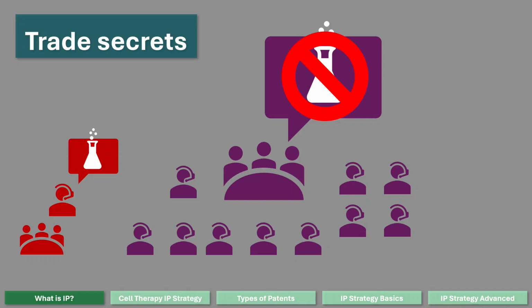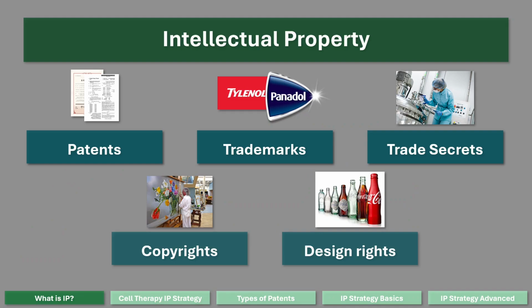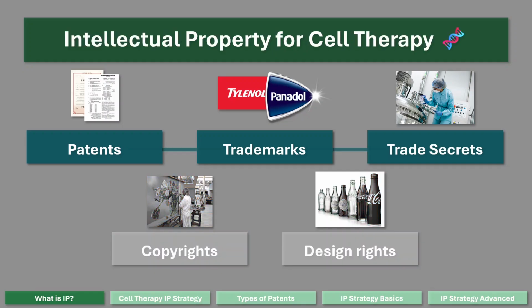When implementing an IP strategy, a biotech will consider the benefits and costs between patenting a trade secret versus maintaining the confidential information within the company. To summarize, intellectual property refers to intangible assets like patents, trademarks, trade secrets, copyrights, and design rights. For cell therapy biotech companies, patents, trademarks, and trade secrets are necessary to execute a coherent overall strategy.